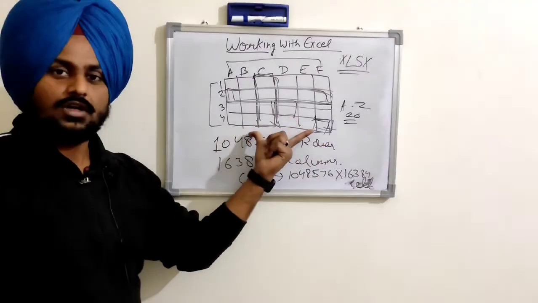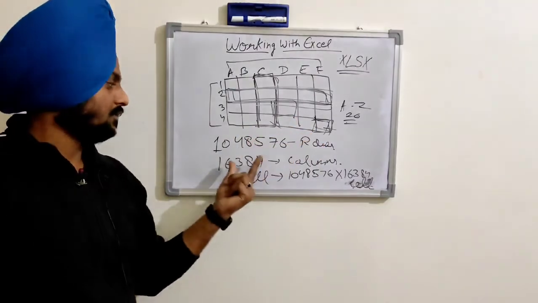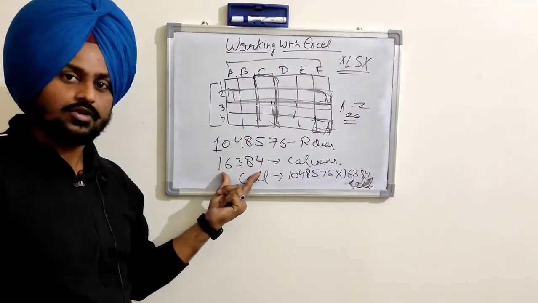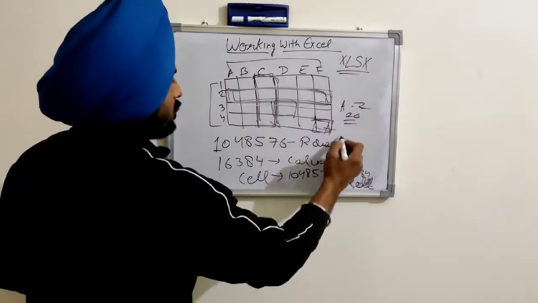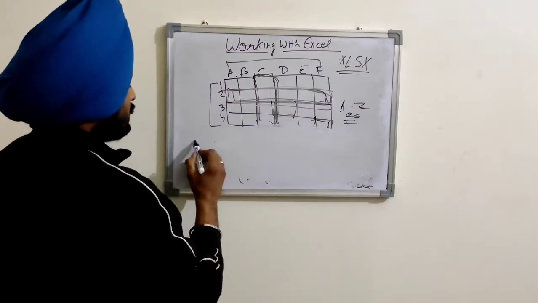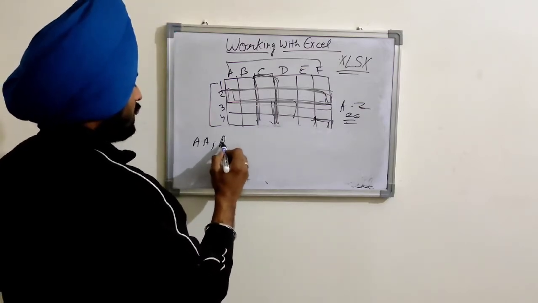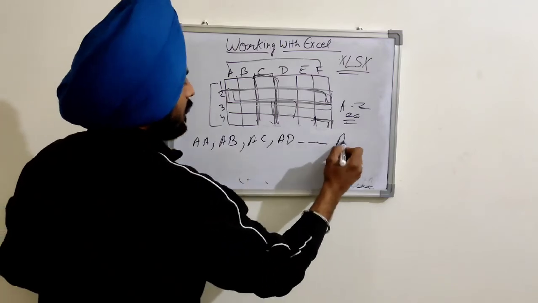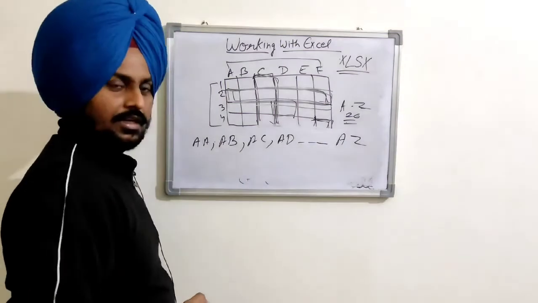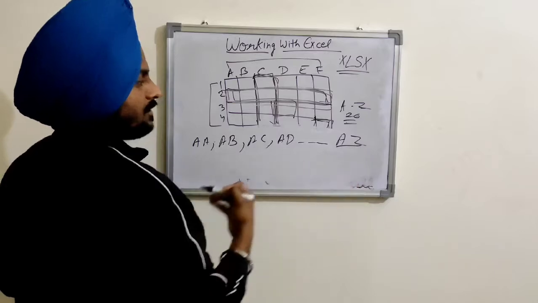Because we don't have only 26 columns, we have 16,384 columns. So how will it be managed? Simply after the Z, the next series will start. The next series will start from AA, AB, AC, AD, and so on till AZ. After AZ, this series is over.